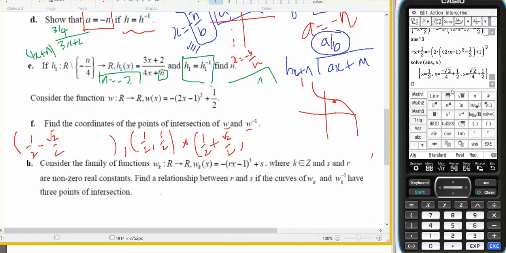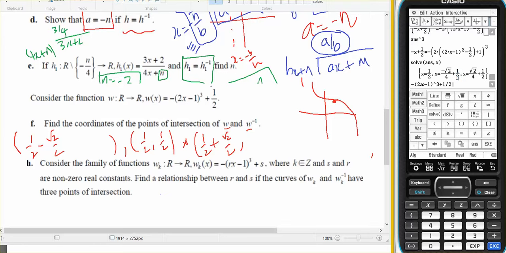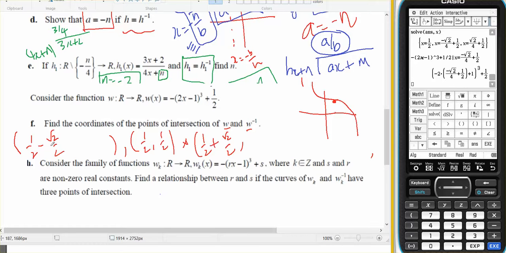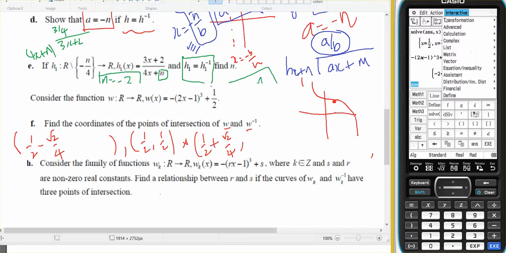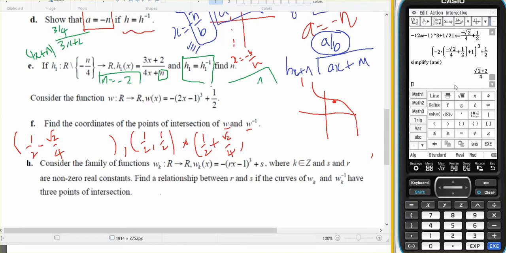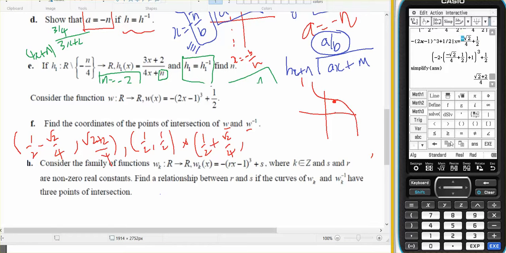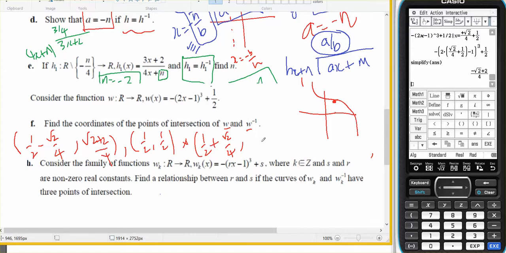So I'll go up, oh, I should probably still have something there, shouldn't I? Paste, given x equals a half minus root 2 on 2. I don't like that answer, so I'm going to click answer and go simplify. That's much better. So that is root 2 plus 2 on 4, and if I come back up here and put this as being a plus, I get 2 minus root 2 on 4, and there are my three intersection points.